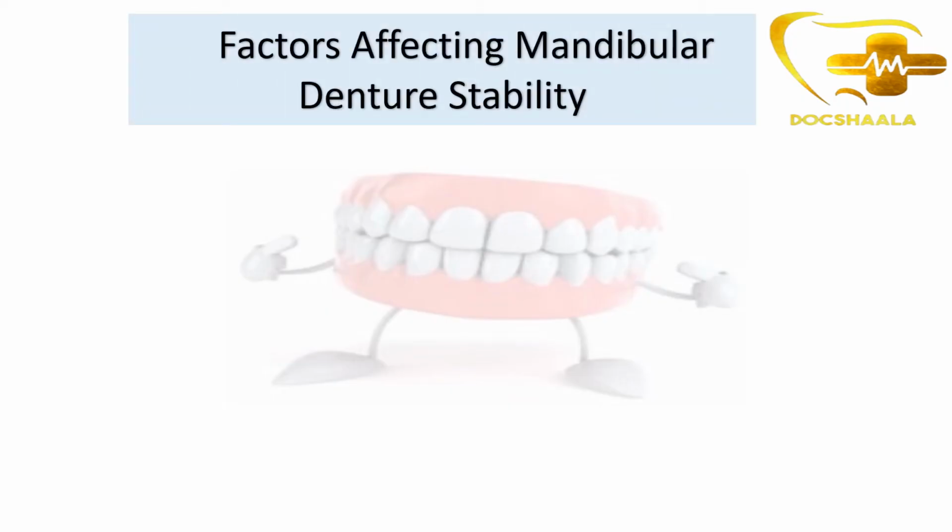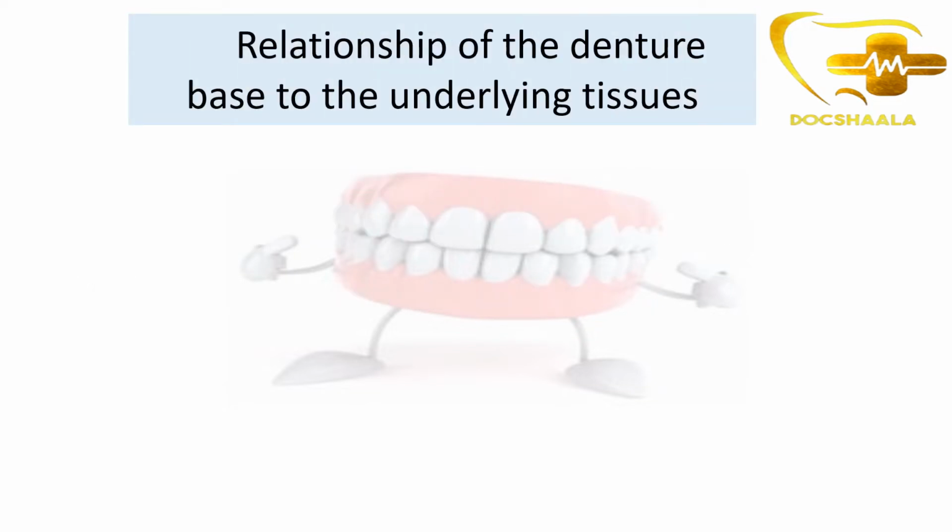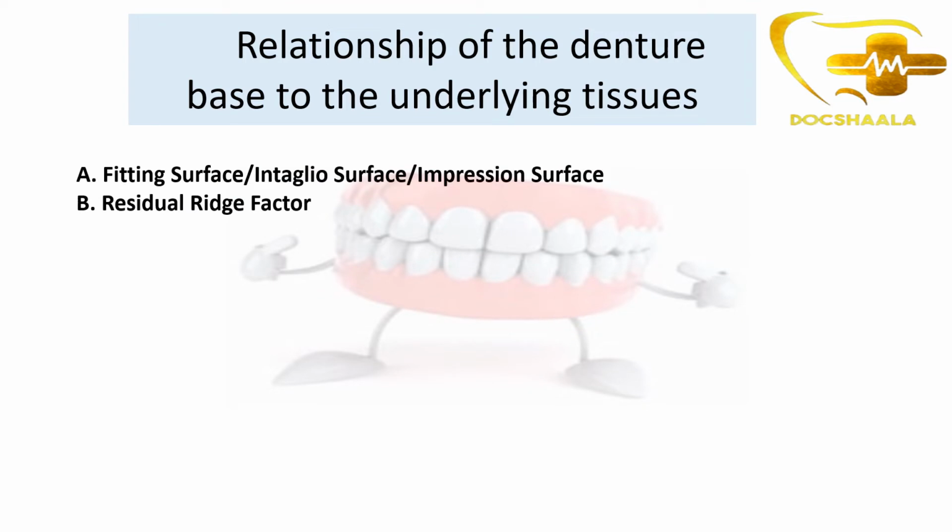The factors affecting mandibular denture stability are categorized into three categories, as you can see here. Number one, the relationship of the denture base to the underlying tissues. Number two, the relationship of the polished surface and border to the surrounding orofacial musculature. And number three, the relationship of the opposing occlusal surfaces. So we'll see what is involved in these factors to be maintained.